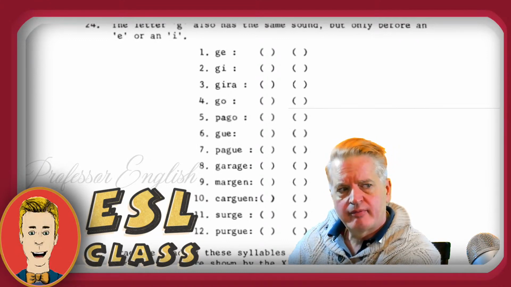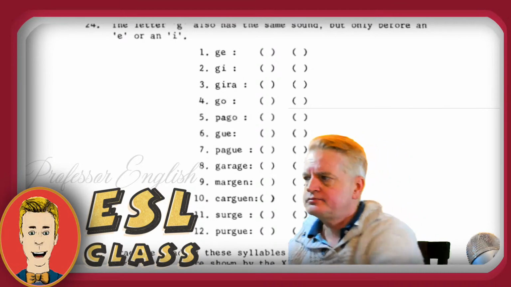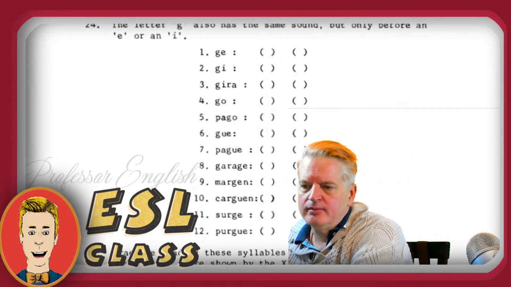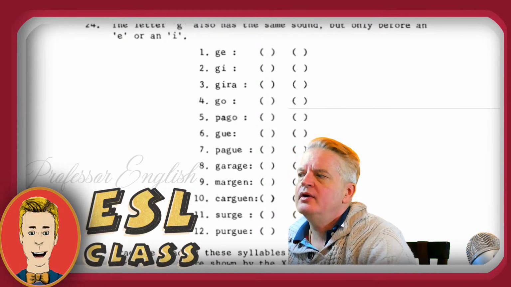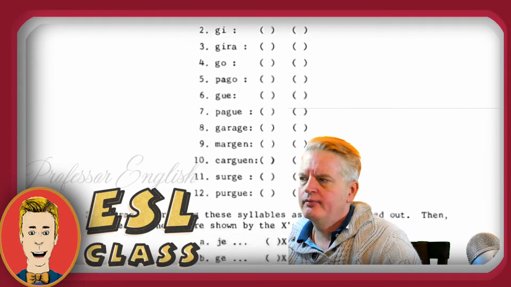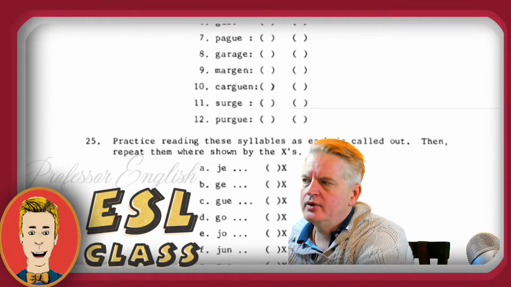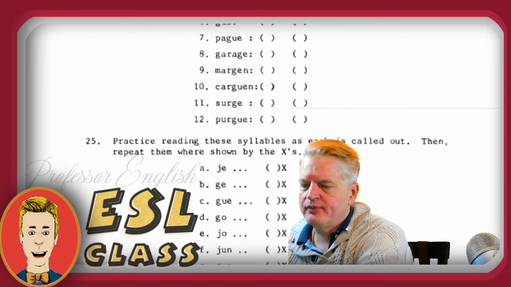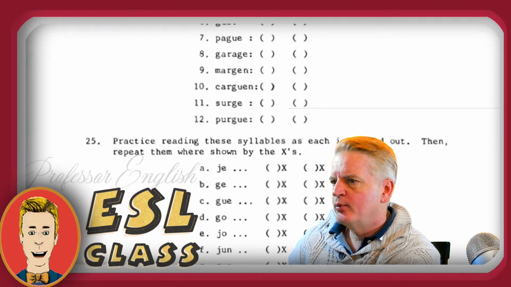8. Garaje. 9. Margen. 10. Carguen. 11. Surge. 12. Urge.